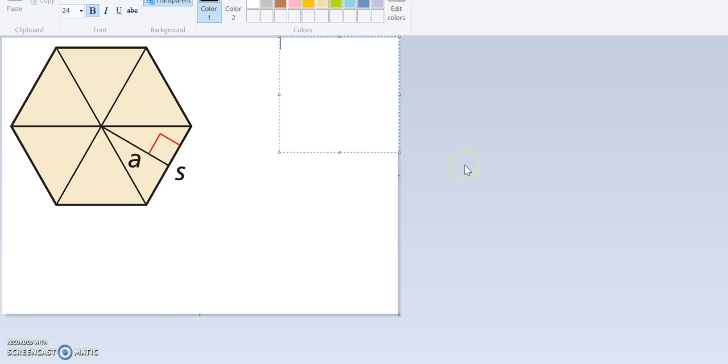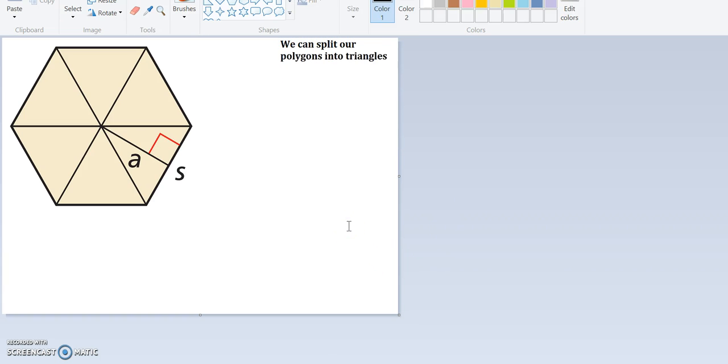So our first step is we can split our polygons into triangles. Once we've done that, to be able to get anything else, we really need to find out what each angle measure is. Like for the whole polygon, what each one of these angle measures would be. I need to know this entire chunk.